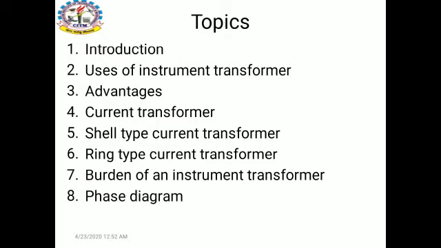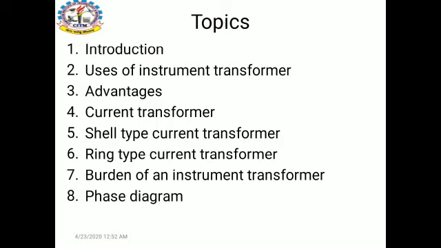Phasor diagram of the transformer. As I have told you, this instrument transformer works on the principle of a transformer. It's a part of the transformer, but we can use this instrument transformer as a measuring device to measure current and potential in series and shunt of our power system.